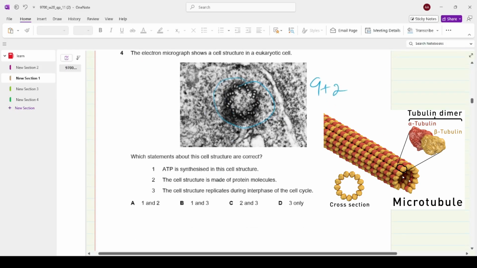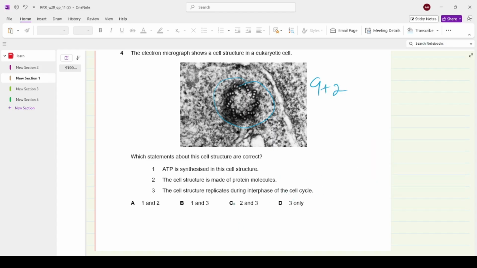Is it for ATP synthesis? Automatically you know this is for mitochondrion. The cell structure is made up of protein molecules. That is true because it is made up of tubulin dimers. The cell structure replicates during interphase of the cell cycle. This is also true. These are all features of the centriole. So the answer would be 2 and 3.